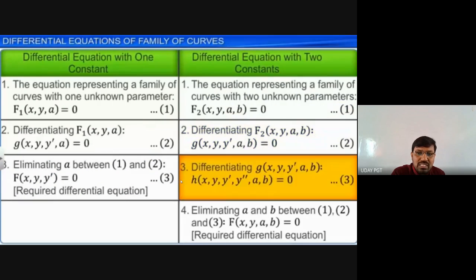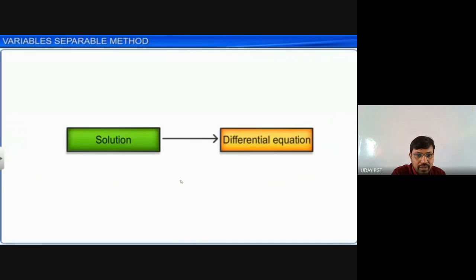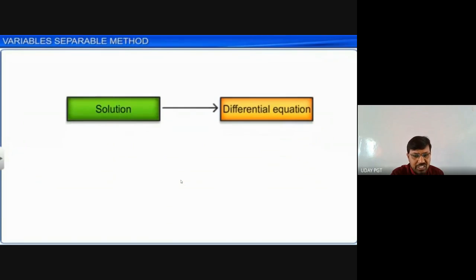So the procedure of eliminating is given here. The number of unknown parameters determines the order of the differential equation. Two unknown parameters means a second order differential equation we will get. If the number of unknown parameters present in the equation corresponding to the family of curves is 2, then the order of the differential equation should be 2. So this point you need to concentrate on.